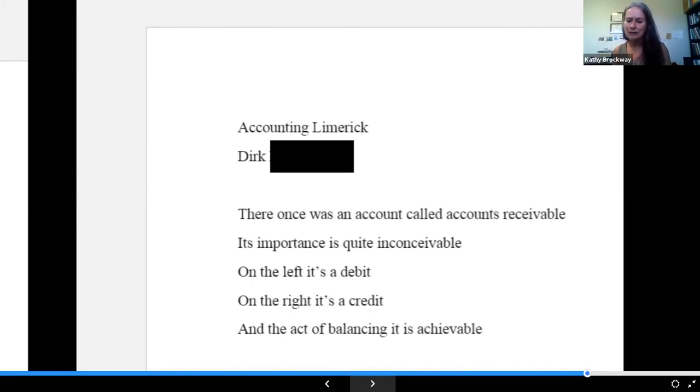There once was an account called accounts receivable. Its importance is quite inconceivable. On the left, it's a debit. On the right, it's a credit. And the act of balancing it is achievable.